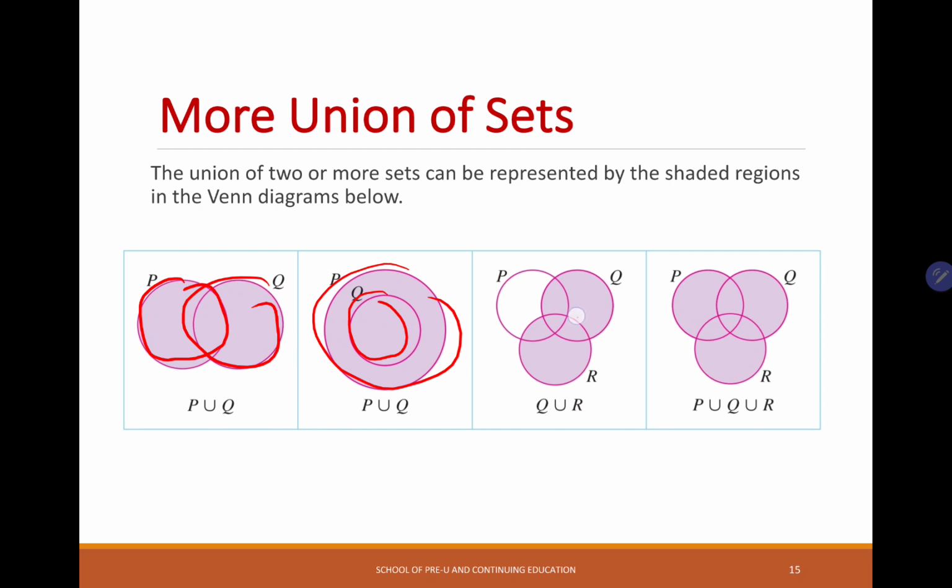What about Q and R? We're going to represent it using all of the elements of Q and all of the elements of R. Also the same for P, Q, R, which consists of all elements inside the Venn diagram.